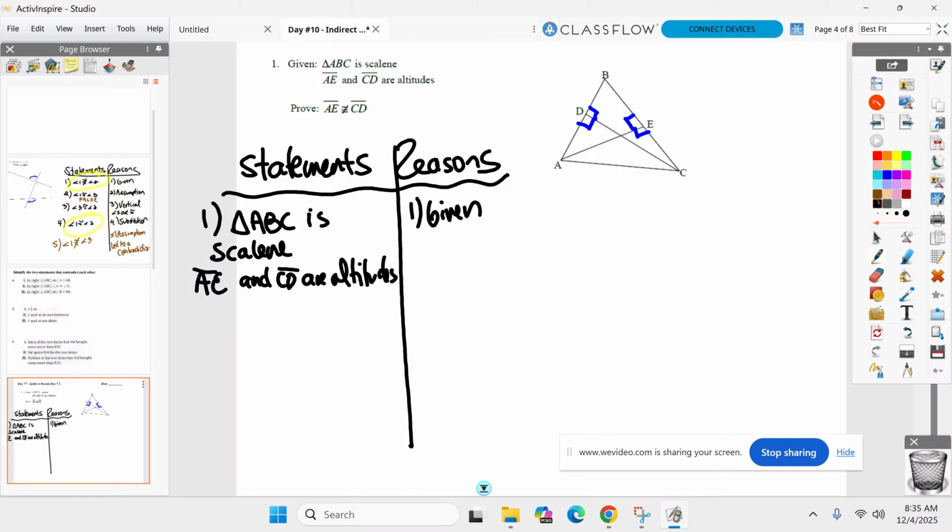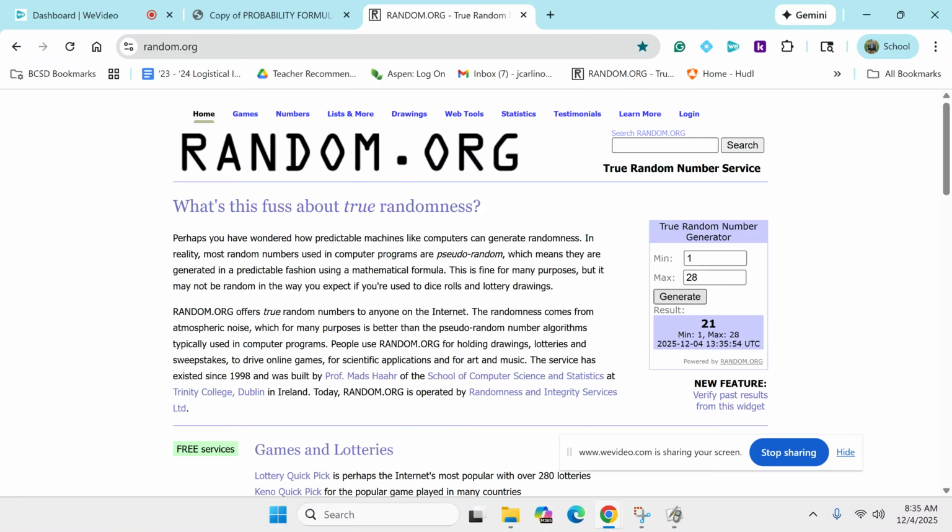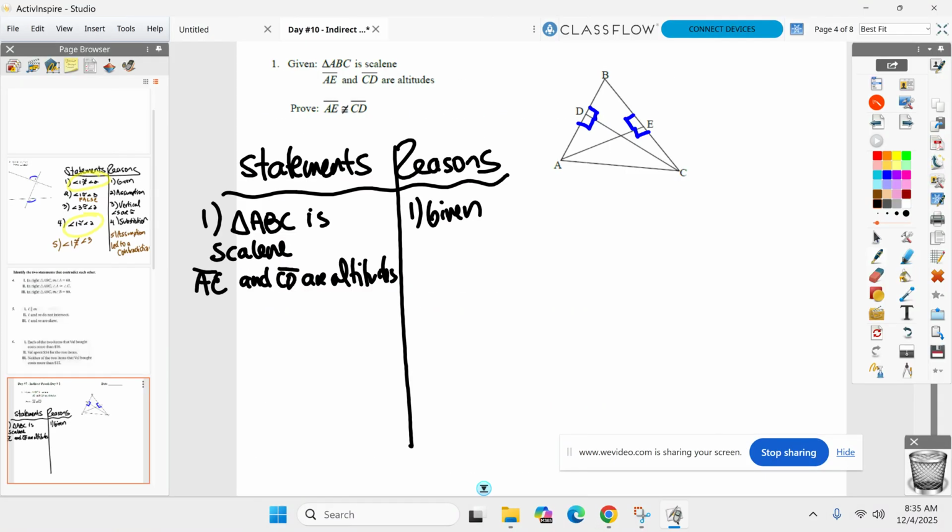Next question, how do I know this has to be done indirectly? What up here in this proof says you better do this a different way? Sam, how do I know I have to do this a different way? It's not congruent. Prove AE not congruent to CD. All right, so I got to do it indirectly.